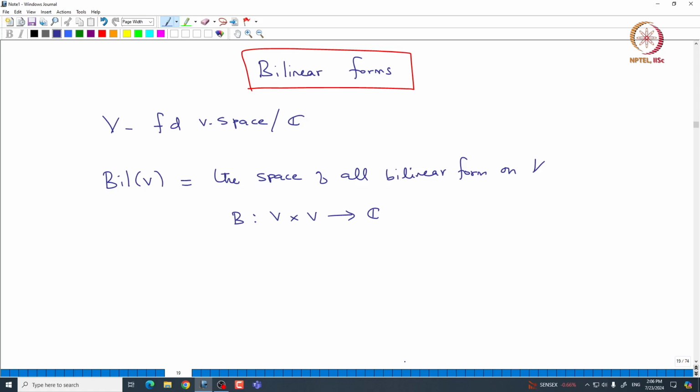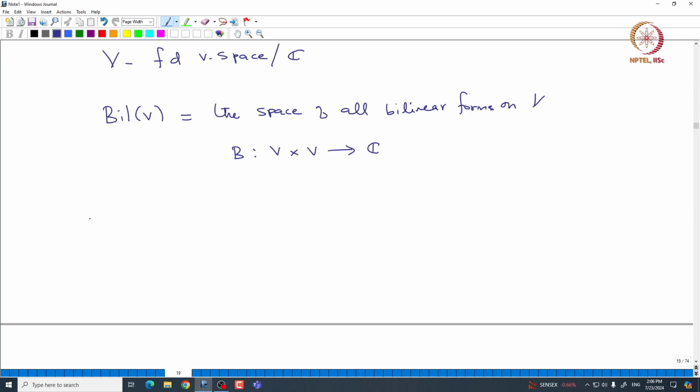One can also talk about k-linear forms, but here we are going to talk only about two variable bilinear forms. Now we have a natural isomorphism between the bilinear forms and this Hom space. If we take the bilinear forms, we can easily find this natural isomorphism between Hom(V, V star) and BIL of V.